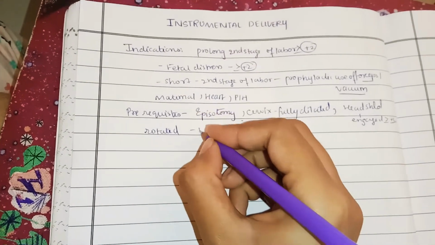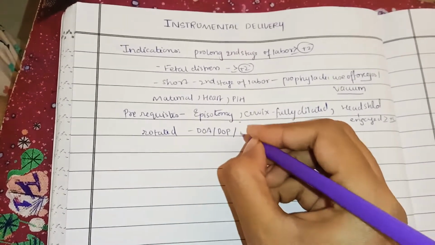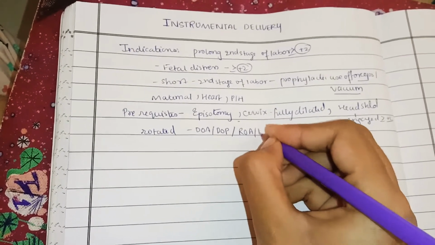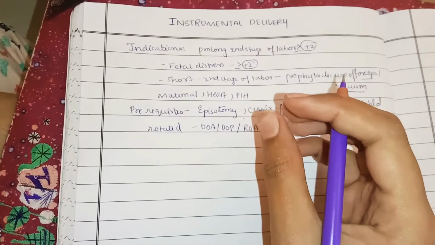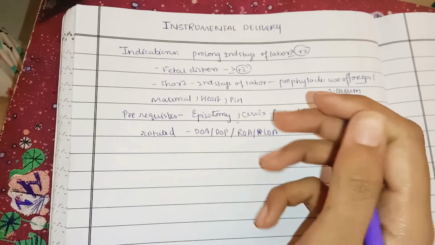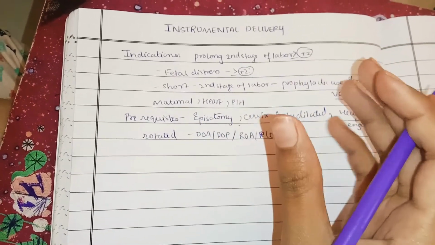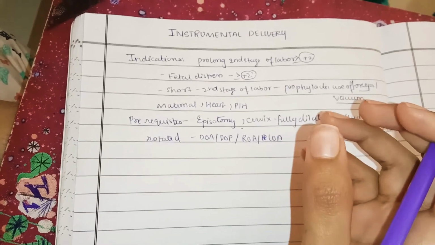either in direct occipito anterior or direct occipito posterior, or it can be in right occipito anterior or in left occipito anterior. These are the positions which are actually required. That is, right occipito anterior and left occipito anterior make an angle of 45 degrees on each side. So at maximum this much rotation is acceptable in the case of instrumental delivery.